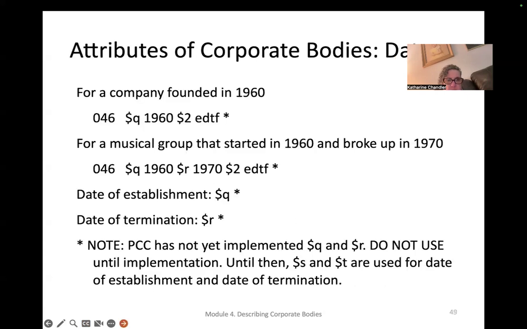What's going on here? For a company founded in 1960, you have an 046 with subfield Q 1960, subfield 2 EDTF. A musical group that started in 1960 and broke up in 1970: subfield Q 1960s and subfield R 1970, subfield 2 EDTF. Date of establishment, subfield Q; date of termination, subfield R. I'm pretty sure that it has implemented subfield Q and subfield R, so you probably can use them. You can ignore this note.